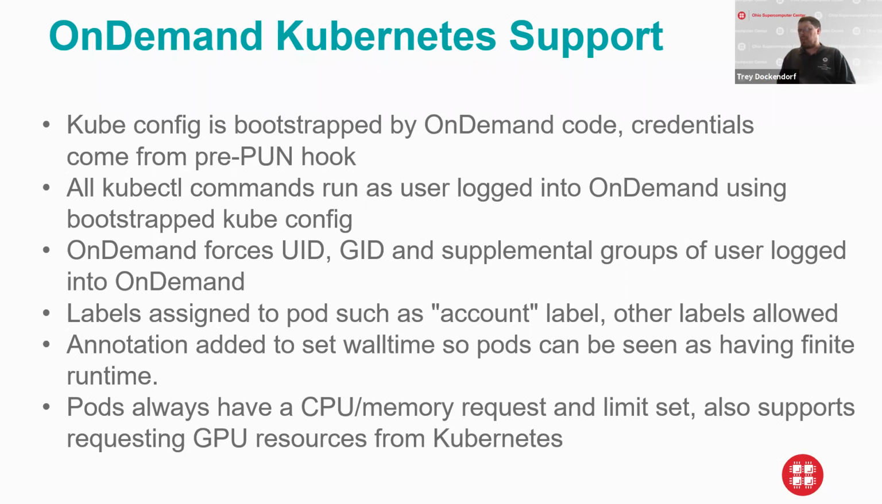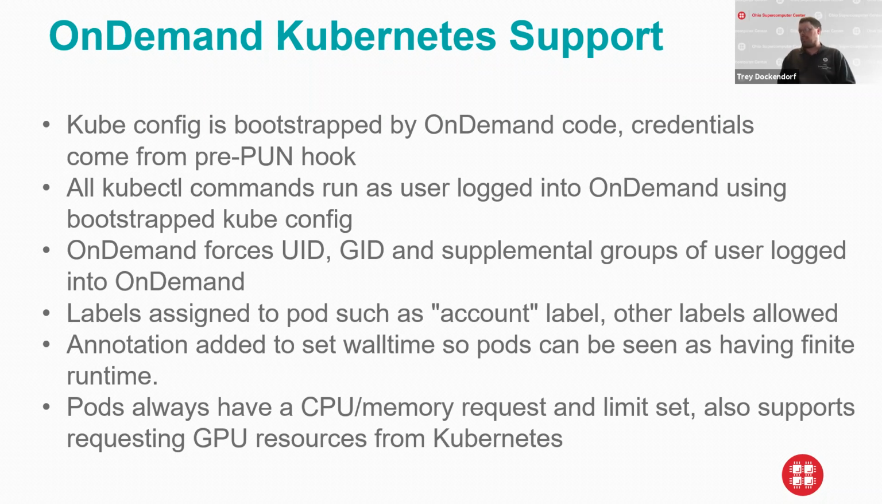All the kubectl commands that are executed by OnDemand are executed as the user logged into OnDemand. So the kubeconfig is stored in their home directory, and we're just using their home directory kubeconfig and executing commands as them because the web service is running as them. OnDemand forces the UID, GID, and supplemental groups to be that of the logged in OnDemand user. OnDemand adds a label to every pod for the account, which we use for accounting. Additional labels are allowed.